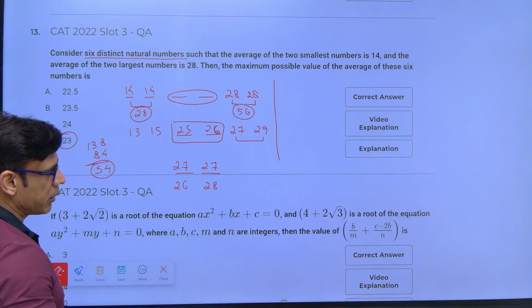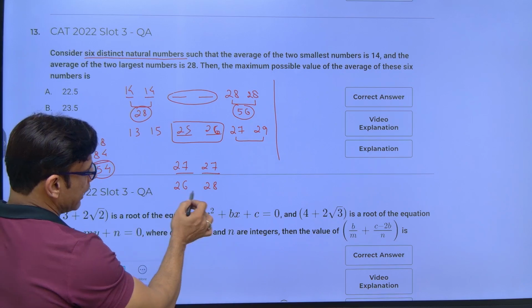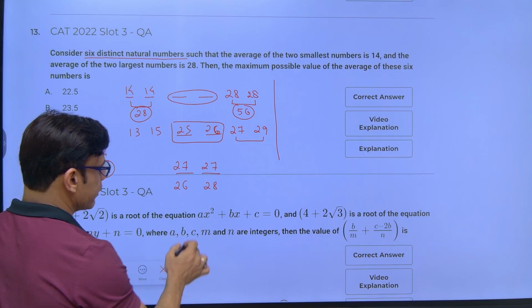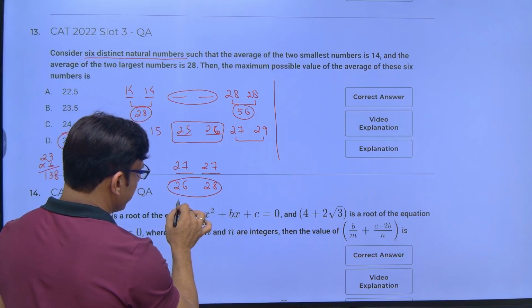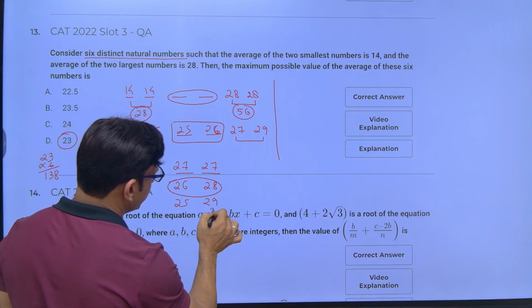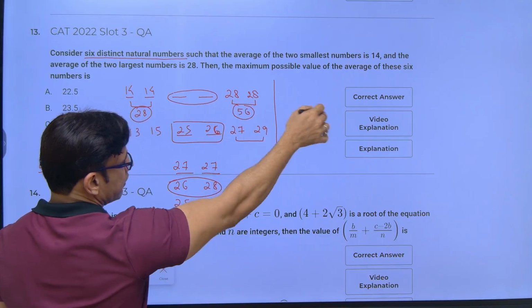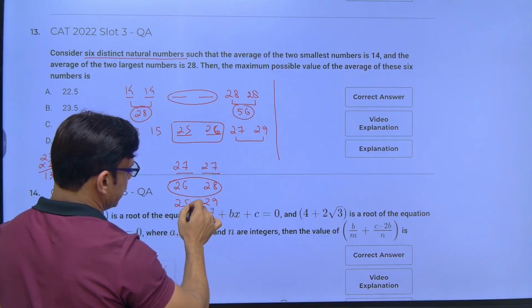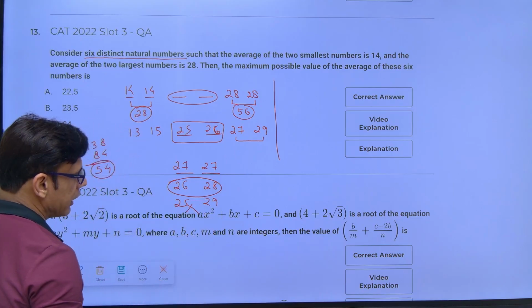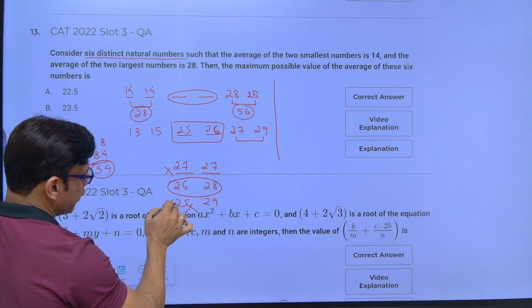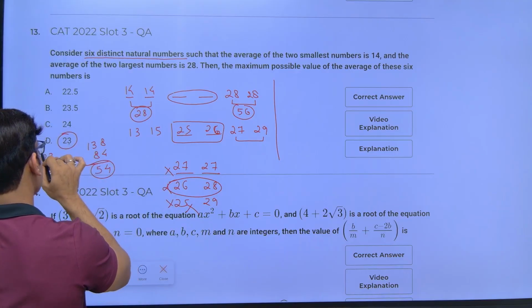So I have to keep them as close as possible. So here I cannot take 26 and 28. So this option is gone, right? If I make this 25, this has to become 29. So I'm going out of this number, right? So anything, 26, 28 not possible, 27 not possible. So that means this option is gone.